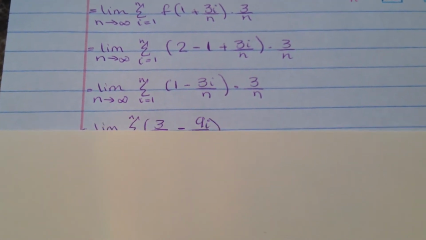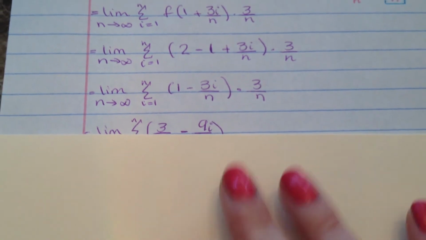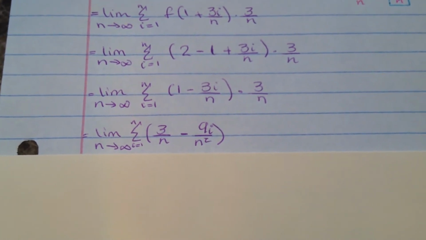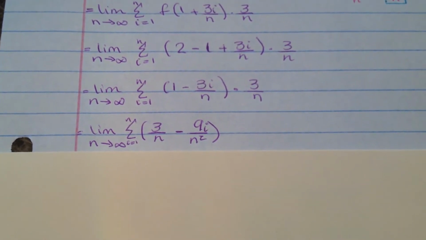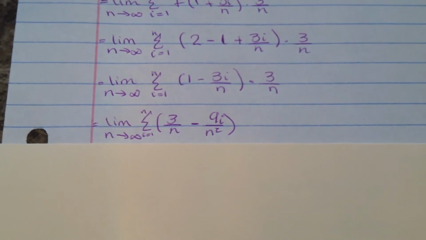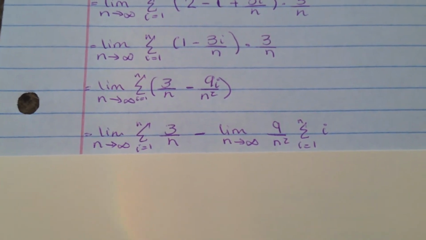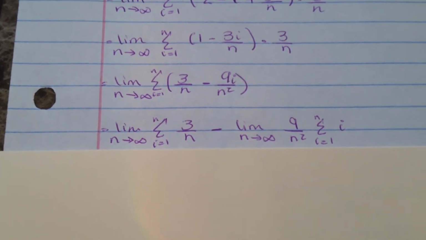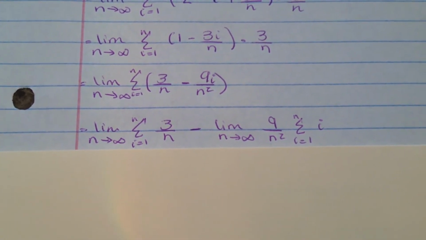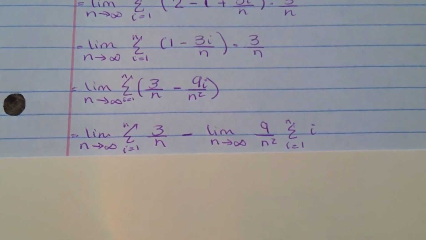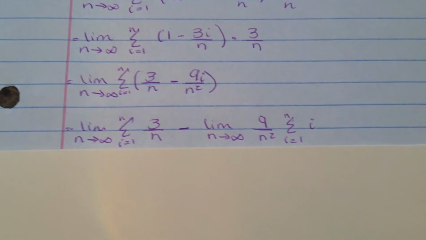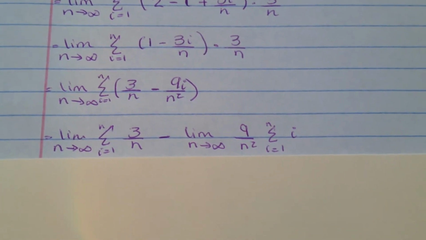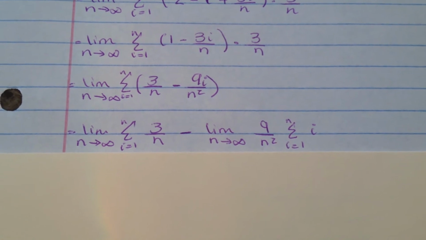And then we're going to multiply the numbers by 3 divided by n. So it's going to be, as n goes to infinity, the summation of all rectangles of 3 divided by n minus 9i divided by n squared. And then we're going to split it into the two parts: the limit as n goes to infinity of the summation of 3 divided by n, minus the limit as n goes to infinity of 9 divided by n squared times the summation of i, which we want to keep separate by itself.